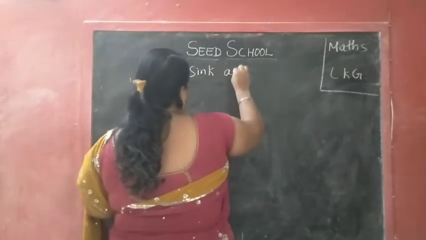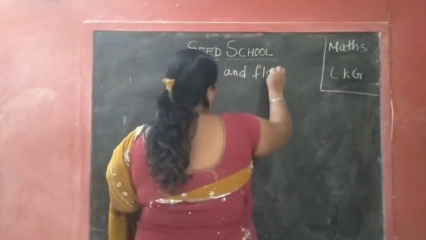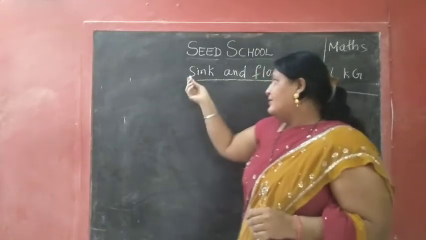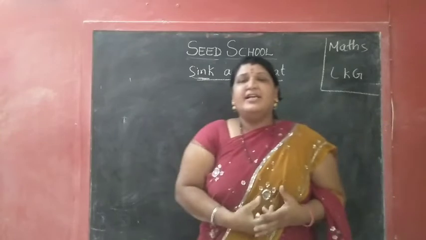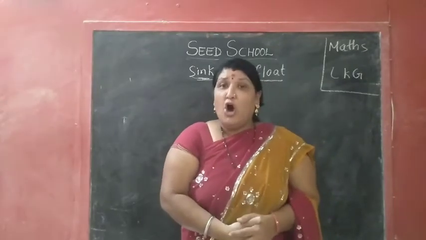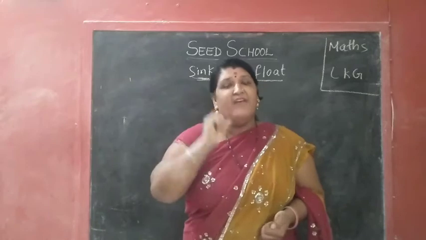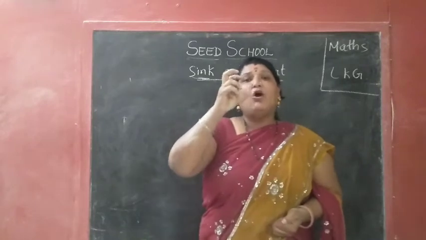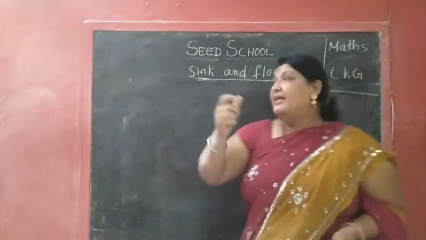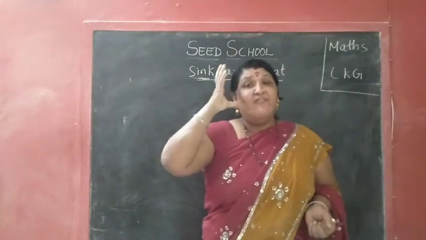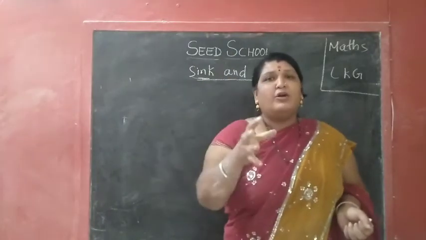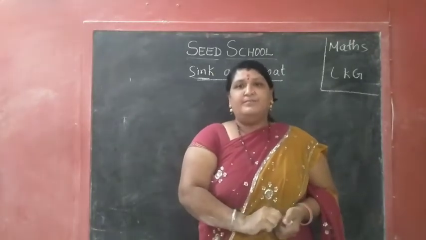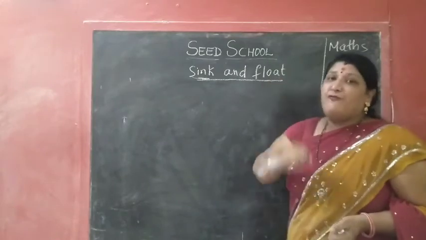Sink and float. Okay children? So first is sink. When we take any heavy object and put it on the water, that object sinks on the water. Yes children, sink. When we take any heavy object and put it on the water, that object sinks on the water. Okay children? So float.